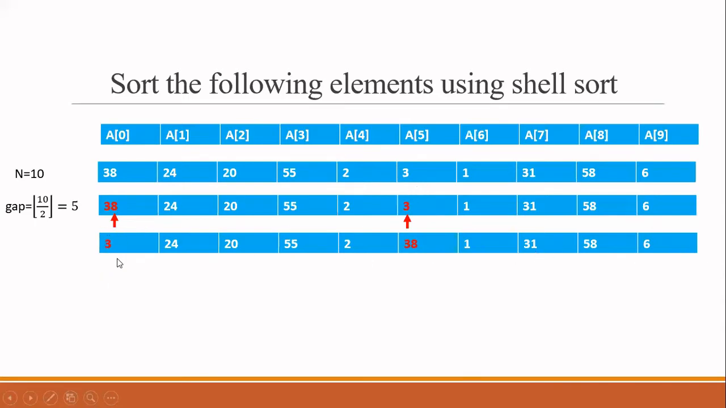Okay. Hope you understood up to this. If you understood this, then only you will understand the remaining. Now, after setting the indices, I will check whether I need to swap them. Here, 3 is less than 38. So I will exchange them. So they will occupy the position of the other element.